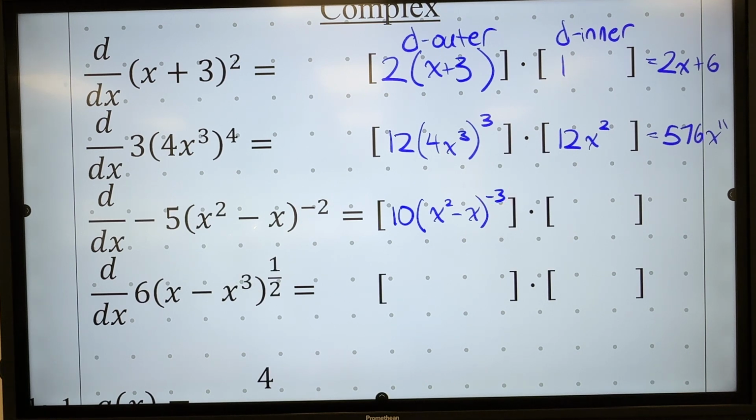Excellent, you got the doubter, now do the dinner. Careful, careful, careful. The dinner is all of this, x squared minus x. There's two derivatives. You have this derivative, and then you'll have this derivative. There's two different derivatives that you'll need to do. First, what's the derivative of x squared? 2x. There it is, 2x.